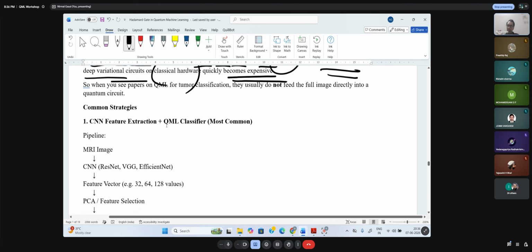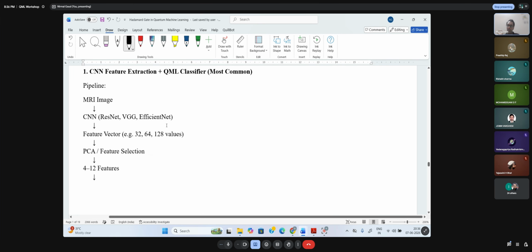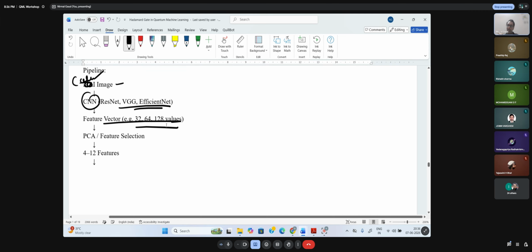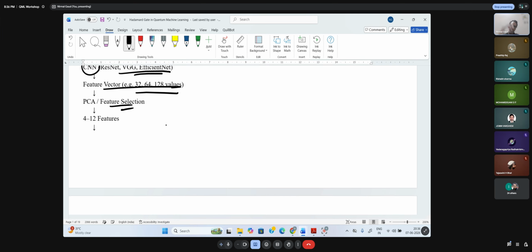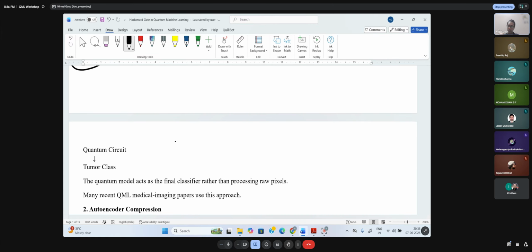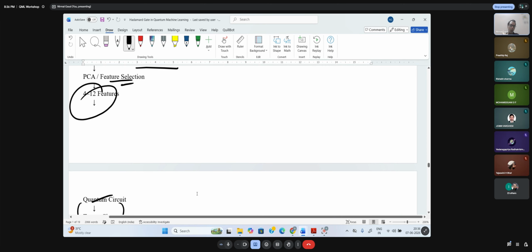Anyway, the pipeline would be like this: you apply the color image, not MRI, to a convolutional neural network and extract the features. Then apply PCA to further extract features. Then from there, get only 4 to 12 features, apply the quantum circuit, and then perform the classification. This will be the research idea. This will be the flow.